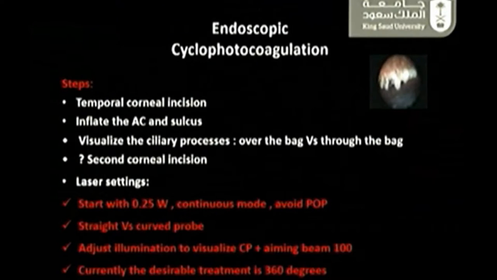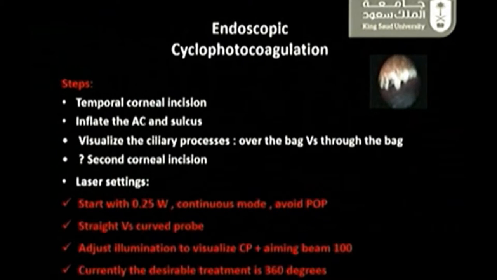So it's very easy to perform. You need to have a temporal corneal incision, or nasal if you want to treat 360 degrees. Inflate the anterior chamber and the sulcus, and visualize the ciliary processes over the bag or through the bag. You can have a second incision if you want to treat 360 degrees.